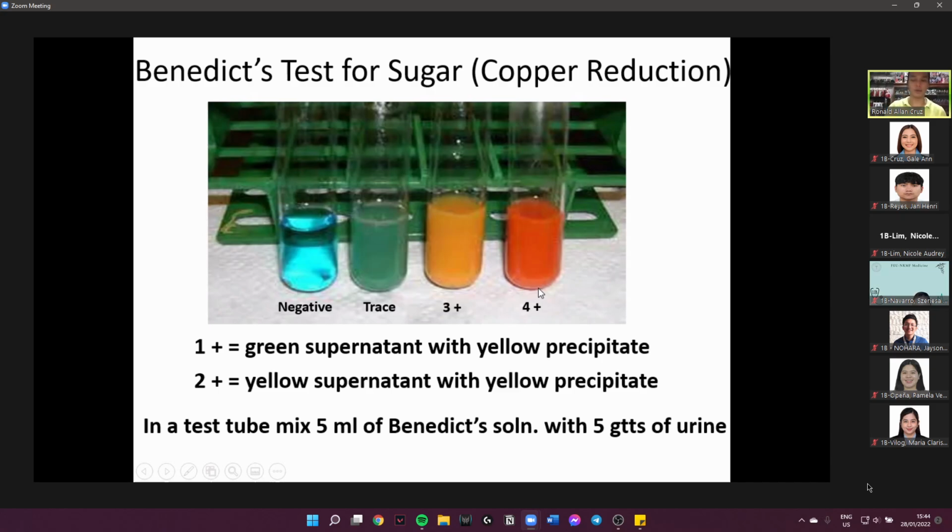So that's how you use your Benedict's reagent. The principle behind it is the reduction of copper by sugar using heat.